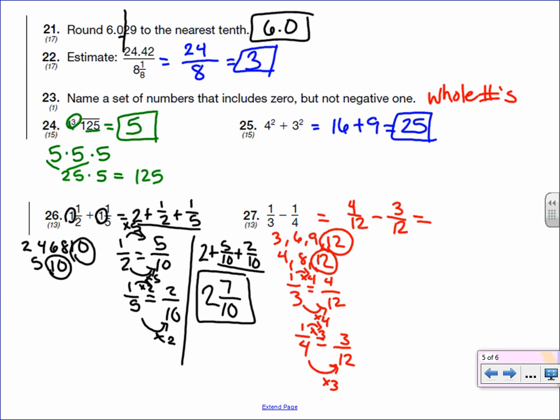And then subtracting fractions is very similar to adding. You subtract the numerators, so 4 minus 3 is 1, and you keep the denominator, 12.